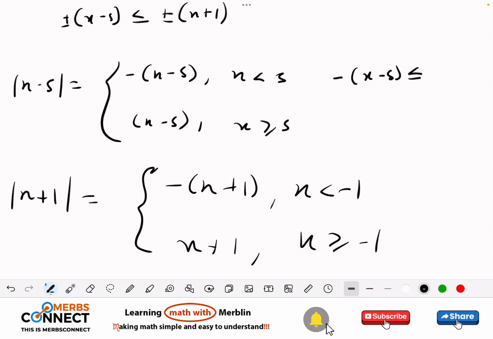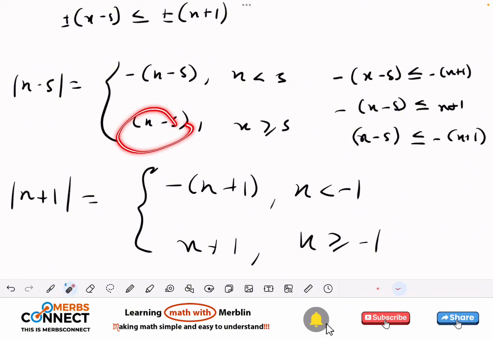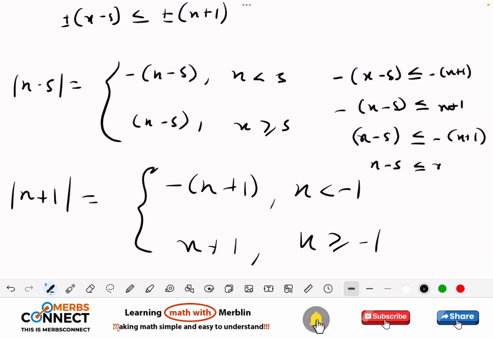So I'm going to have something like minus x plus 1. Do you get it? Then when I finish, I'll pick this guy here and then the positive here. So minus x minus 5, x plus 1. Do you get it? Then when I finish, I'll pick this guy here and this guy here. So x minus 5 less than or equal to minus x plus 1. Then I'll pick the last one, this and that. So x minus 5 less than or equal to x plus 1.